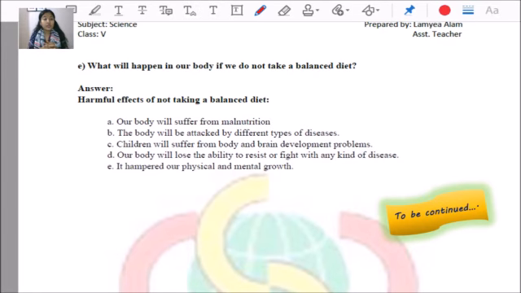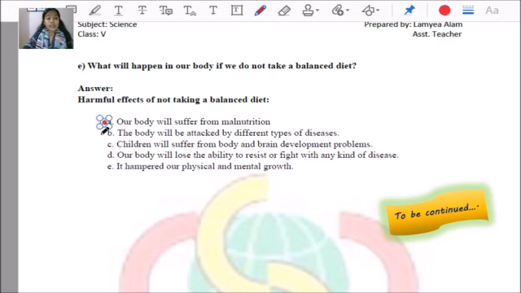Let's have a look what types of problem we can suffer if we do not take balanced diet food. Number one is our body will suffer from malnutrition. If we do not take balanced diet food, then probably our body will suffer from malnutrition, because all the food items we do not take according to their proportion.